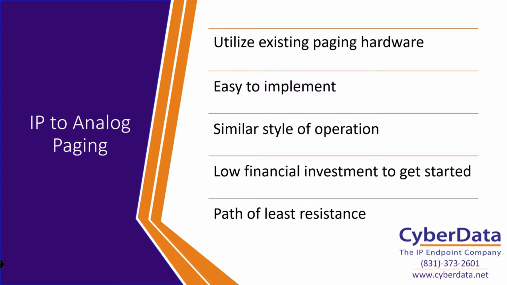So it's a really low financial investment to get the ball rolling to move into this new system, and it's the path of least resistance, because you don't have to set up a whole bunch, you don't have to wait for a whole bunch of product to come, and you don't have to retrain people. So an IP to analog solution is probably the quickest option that you have to go to market.